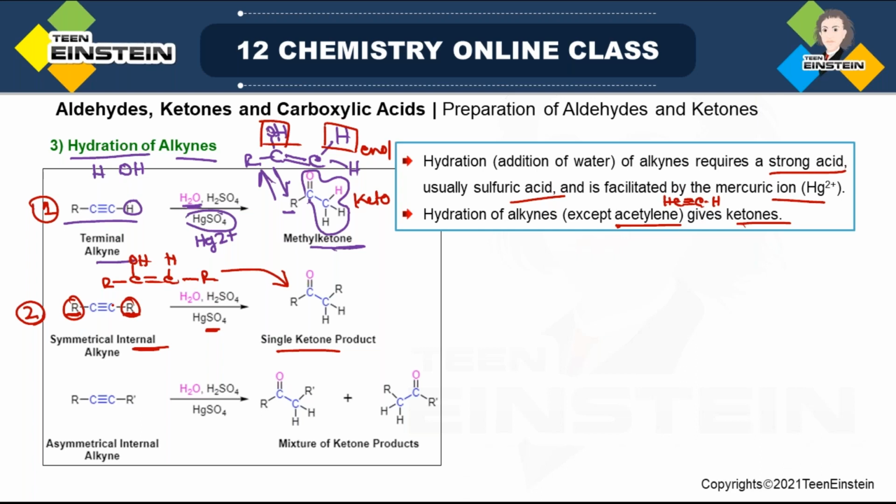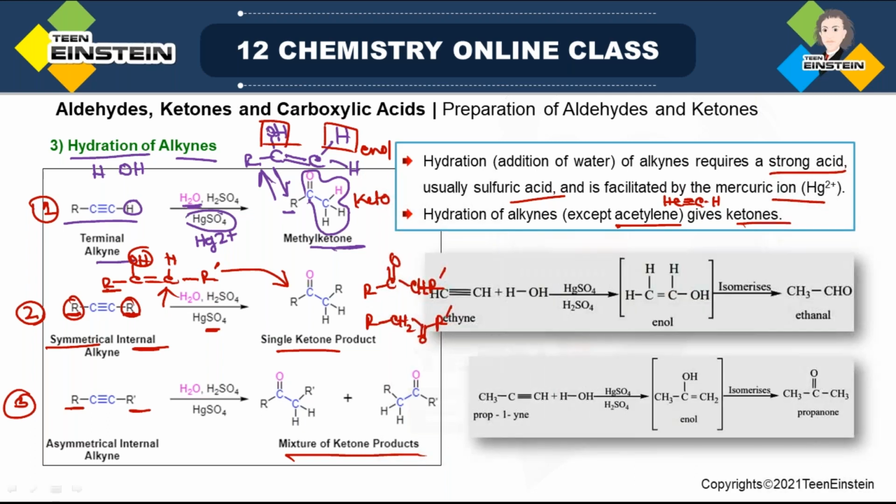If it is not the same R group, two possibilities are there. If OH is added to the left-hand side carbon, you will end up with this. Suppose it is R and R prime, then the keto product you will get is RCOCH2R prime. But if OH is added to this carbon, the other possibility is RCH2COR prime. But in this case, as it is symmetrical, we will have only one type of ketone. Then the third possibility: now we have different R groups, so a mixture of ketone products we will get. Now see actual examples.